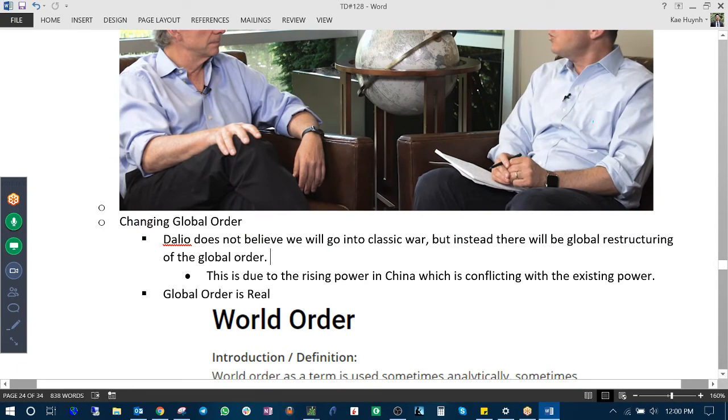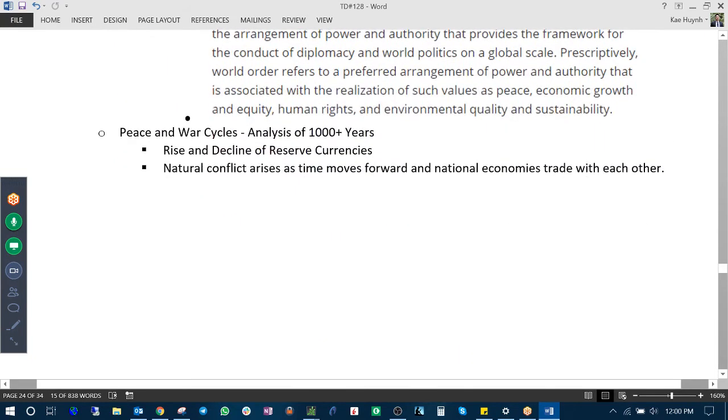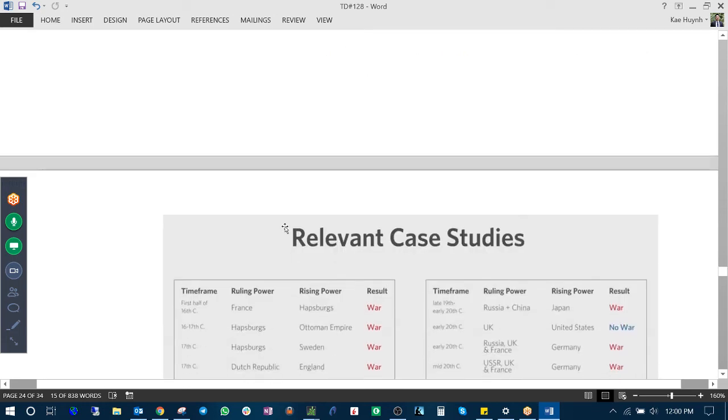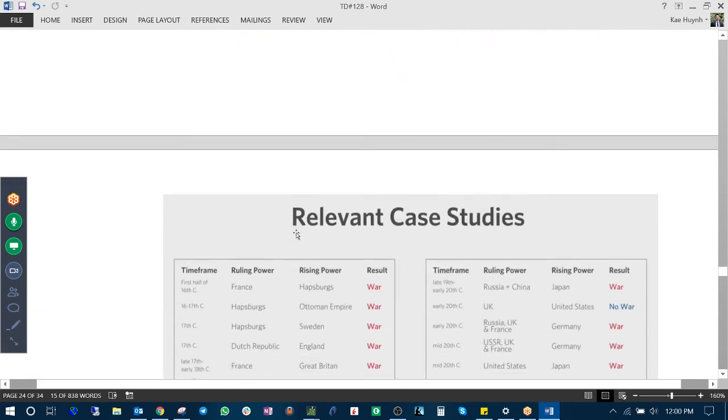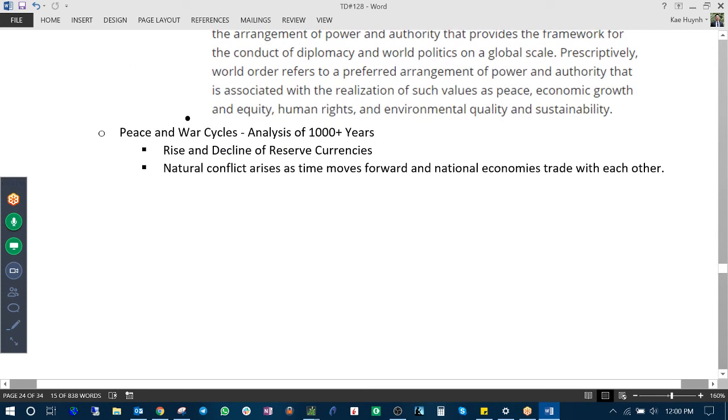Again, he believes that the restructuring of the global order is beginning. This is due to the rising power in China, which is conflicting with the existing power. Peace and war cycle: so, analysis of 1,000 years, right? I'll show you some of the cool charts. And again, guys, I highly recommend you look it up on YouTube. Let me know. I'll show it to you, but it's a really good read.